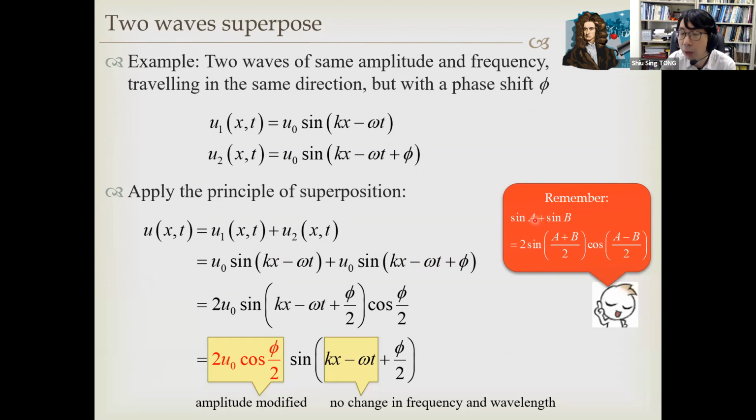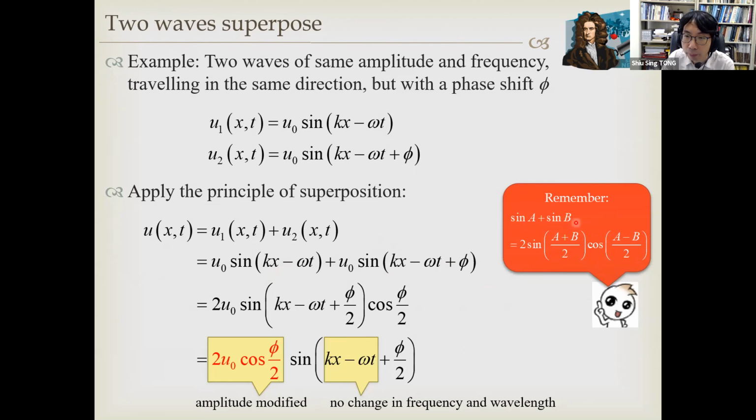Now, we have to rely on the so-called addition of trigonometric functions formula. If you have sine A added to sine B, the result will be 2 sine of (A plus B) over 2 times cosine of (A minus B) over 2. I recommend you remember this formula, although I will not test you on it in the exam. If I test you in the exam, I will give you the formula. But if you are going to study physics or you are interested in physics, I recommend you remember it. Sine A plus sine B is equal to 2 sine (A plus B) over 2 cosine (A minus B) over 2.